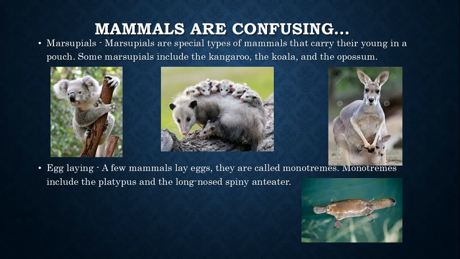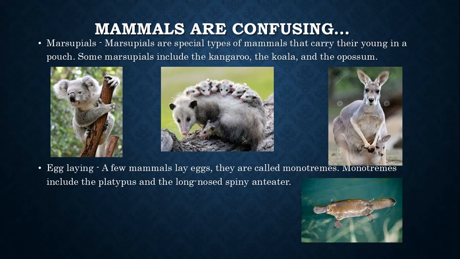So mammals are a little bit confusing because there's a few different types. There's a special type of mammal which is called a marsupial. Marsupials carry their young or their babies in a pouch, and those are animals like a kangaroo, a koala, and an opossum. They're special because they carry their babies in a pouch, and that normally happens for the first few months of their baby's life. Then we have a few mammals that actually lay eggs.